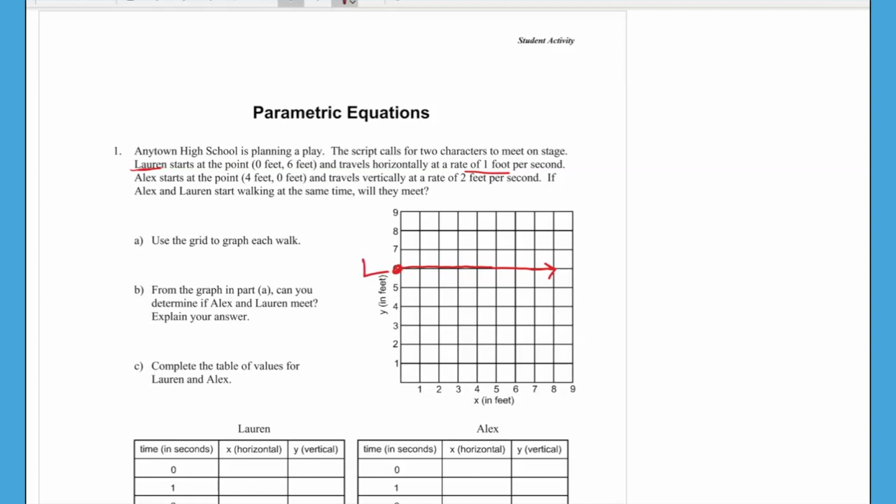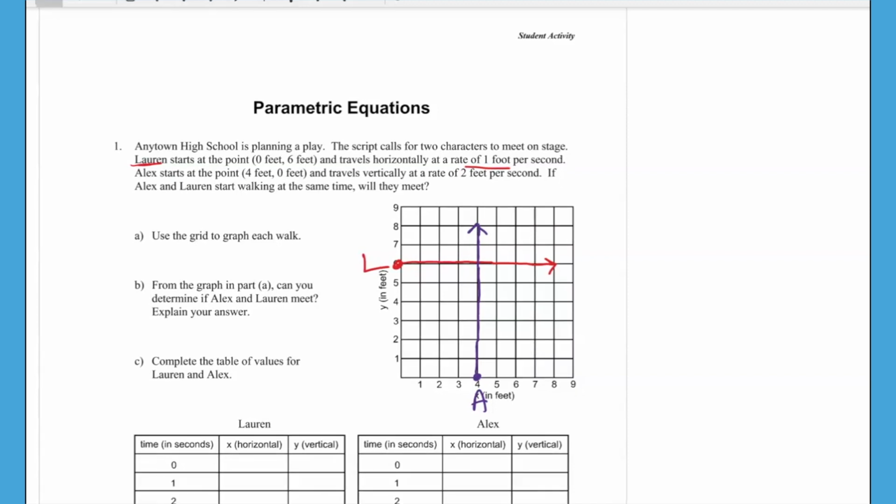And then we have Alex, who is starting at the point (4, 0). So we'll put Alex right down here. And he's traveling vertically at a rate of 2 feet per second. So this is after 1 second, 2 seconds, 3 seconds, 4 seconds in, and that's where Alex is. And you can see that the paths that they take cross one another. But the question that's asked is, if they start walking at the same time, are they going to meet? Will it just be their paths that cross, or will they actually get to say hello? And so we'll walk through some things to help us to think about that.